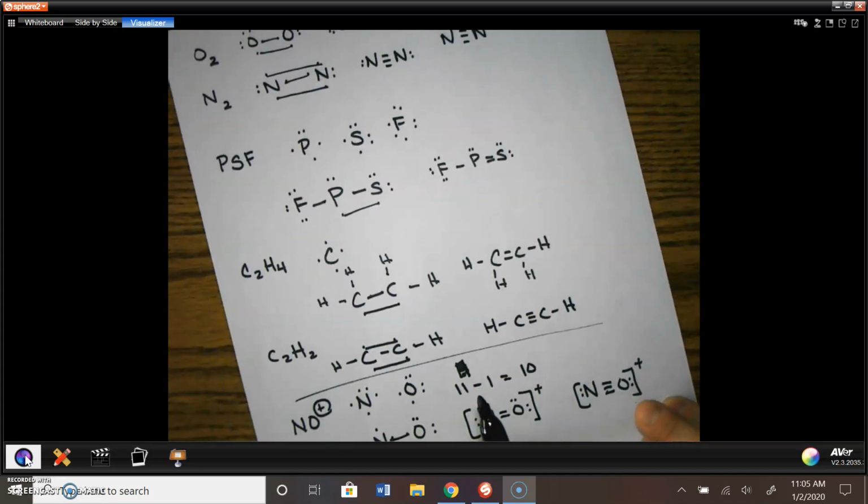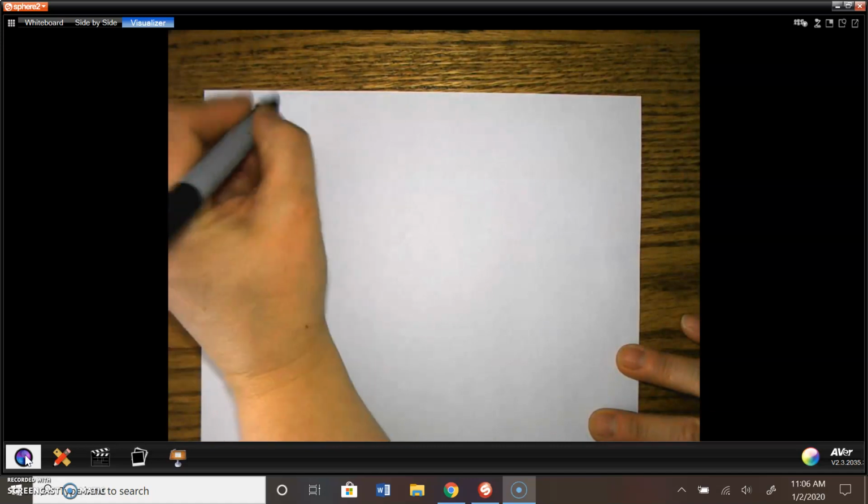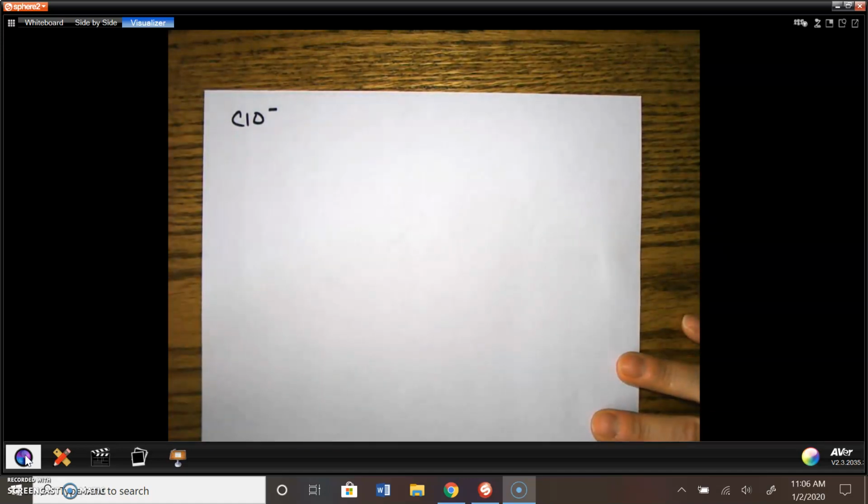All right, so those are cations. Let me get another sheet. We'll take a look at anions. There's obviously many more anions that you have to work with. So let's start off with something simple like ClO minus.